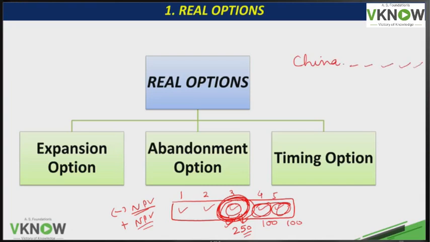You can start a project in our friendly country China, okay, for a project life of 5 years, but you think that if I want I can abandon it also at whatever price I'll get. The project has an inbuilt abandonment option, or real option. You can exercise that abandonment option and it may help you to increase your NPV. So no need to continue till the end, but that option must be there in the project.